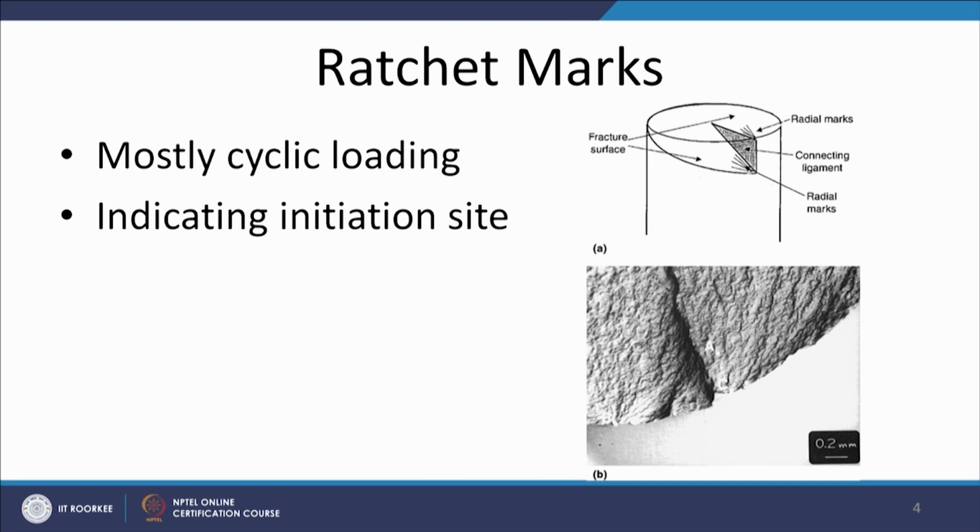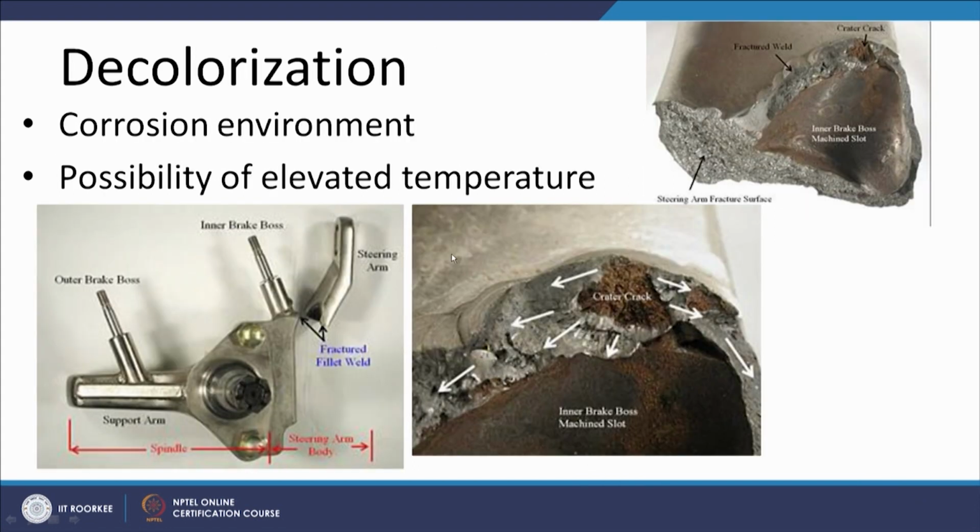Then another mark which indicates the fracture initiation site, and this is observed mostly under the conditions of cyclic loading, is the ratchet marks, which can be seen even macroscopically. This is because this kind of feature can be seen through the naked eye also, and it suggests the site from where the fracture has been initiated. It is commonly formed under the conditions of cyclic loading.